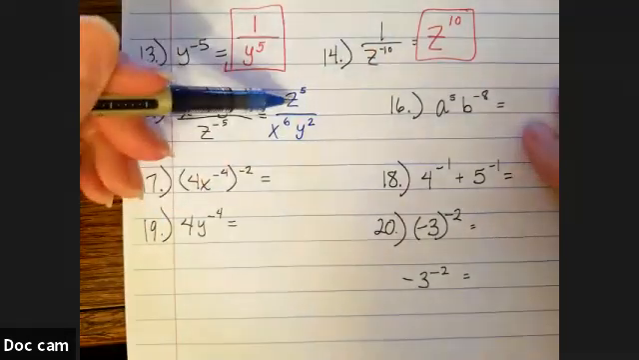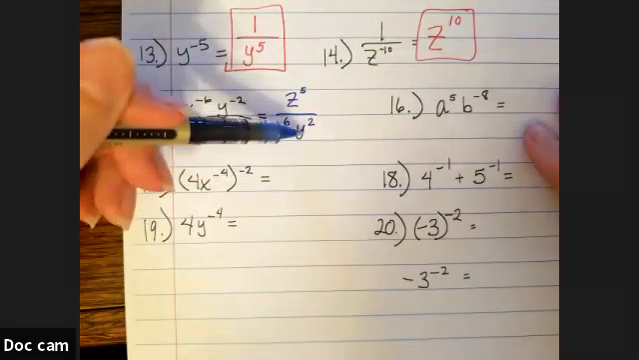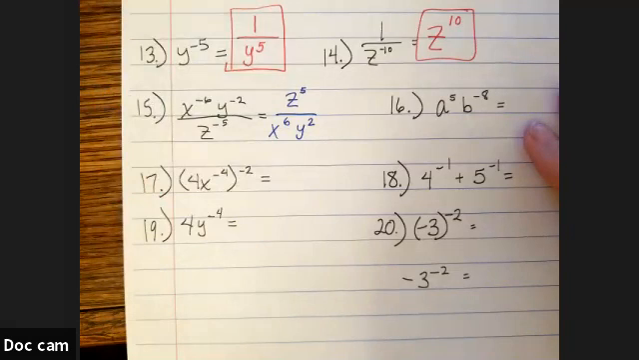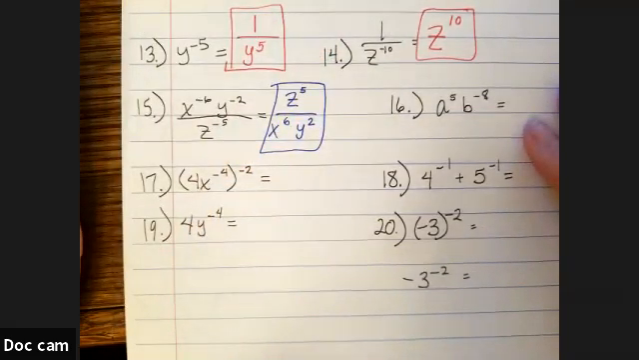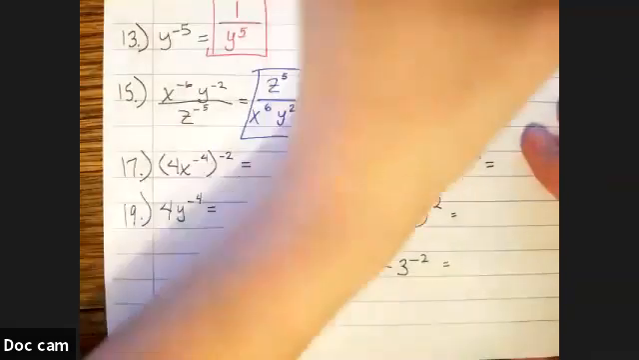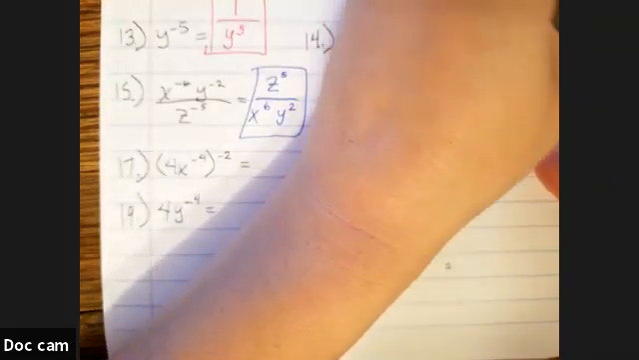All right, so that's z to the 5 over x to the 6 y squared. So just flip it over, and that got rid of all the negatives. All right, number 16, a to the 5, b to the negative 8. That would be the same thing as a to the 5 over b to the positive 8.